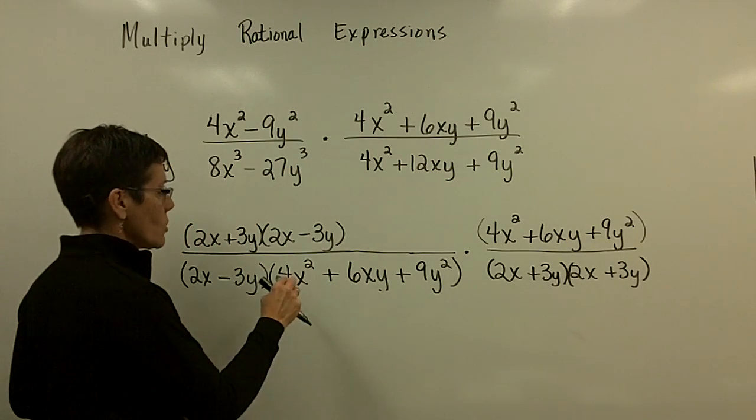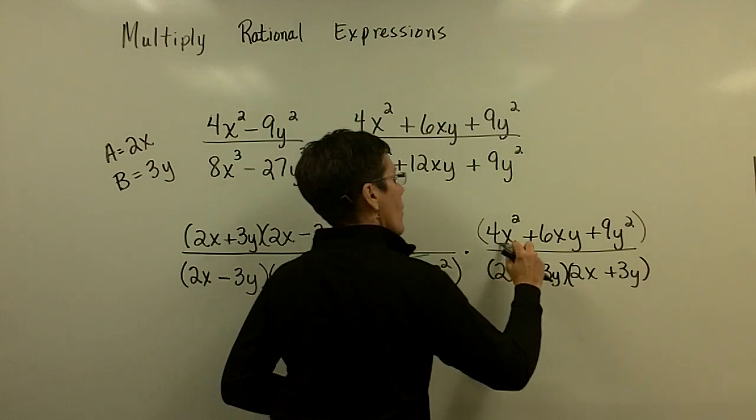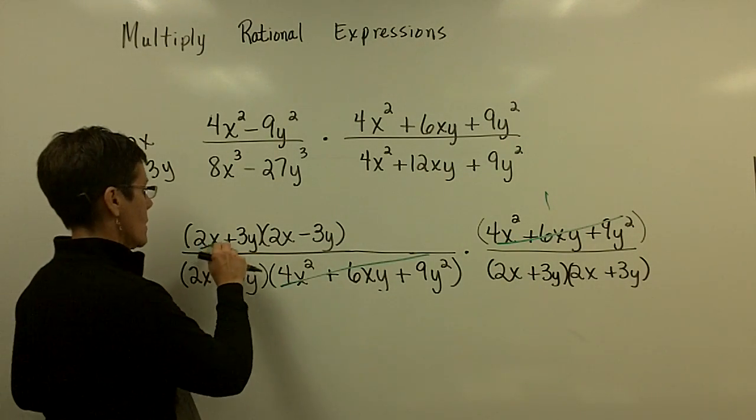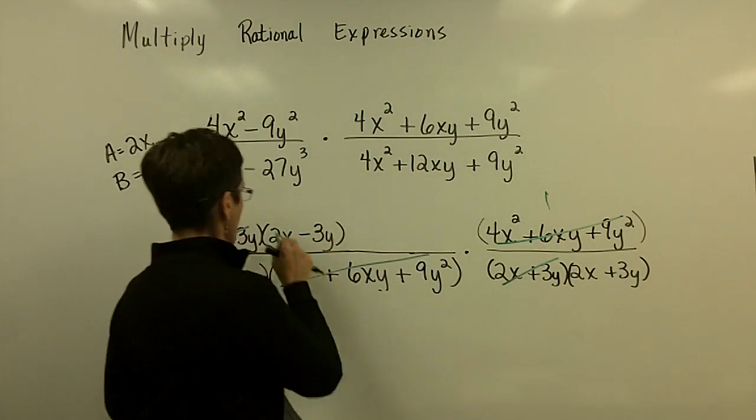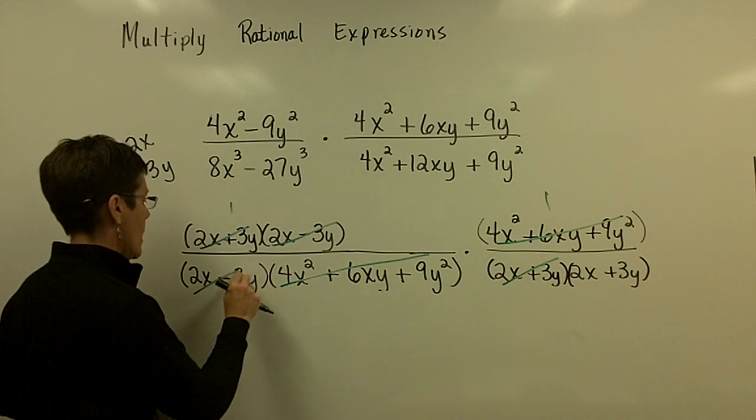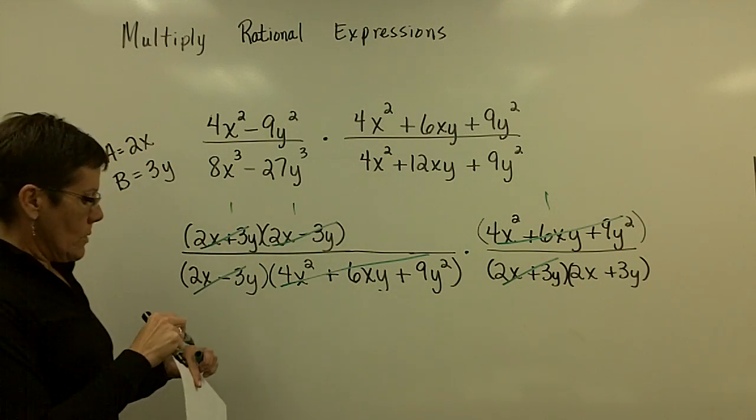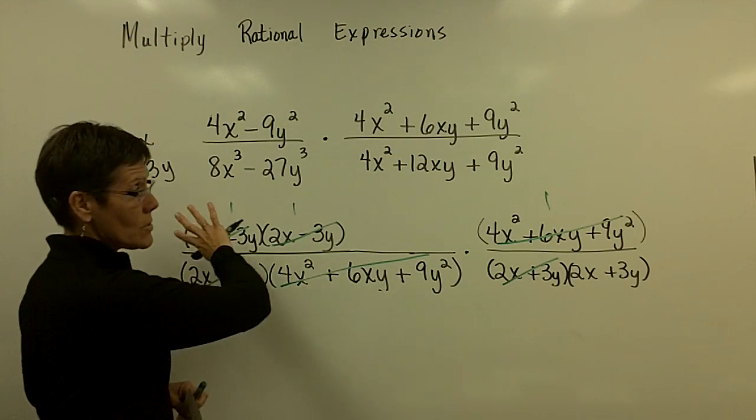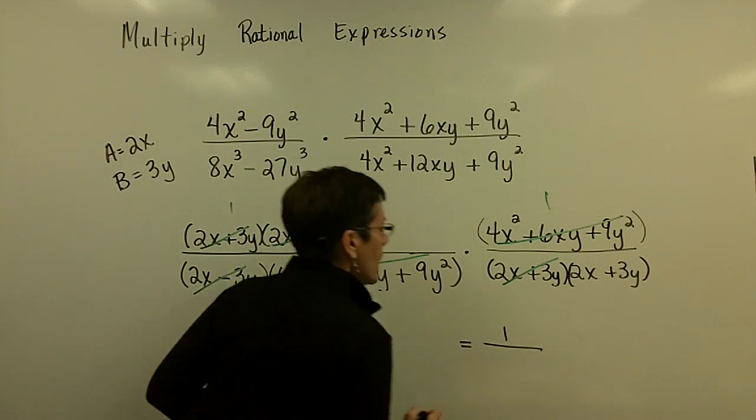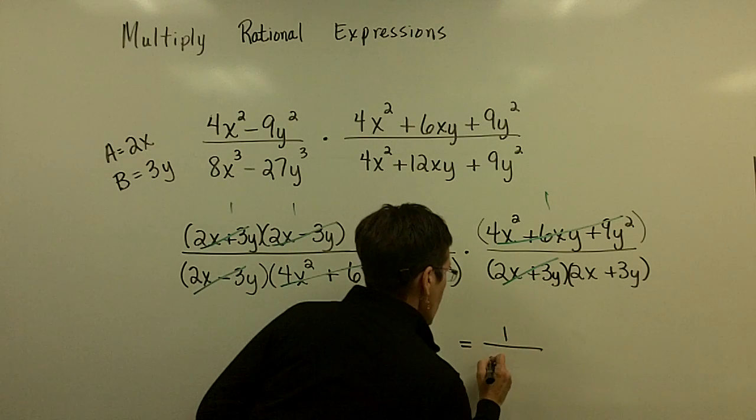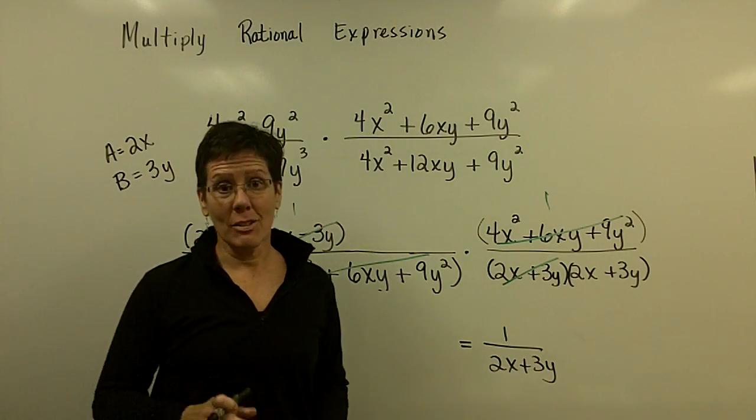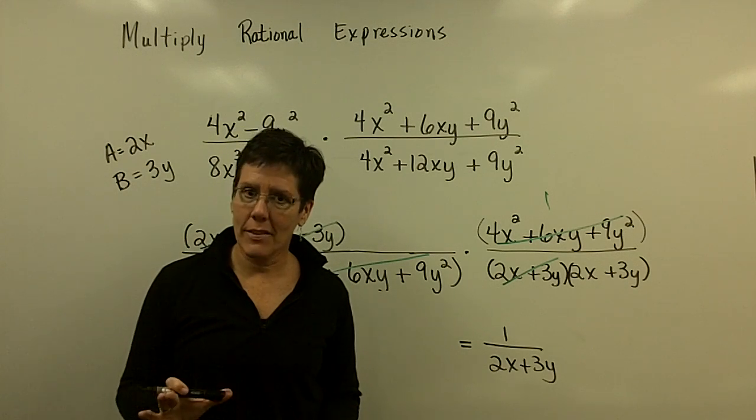So let's go start crossing things off. Let's call that 1. Let's call this and this 1. Oh, son of a gun. And let's call this and this 1. So my answer to this problem is just in the numerator a 1. And in the denominator, I just have that 2x plus 3y, and I'm all set. I've multiplied, but really what I did is factor everything and reduce.